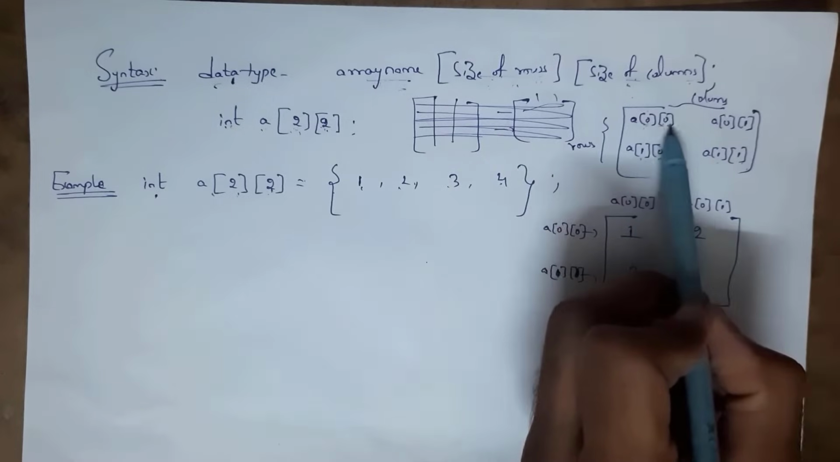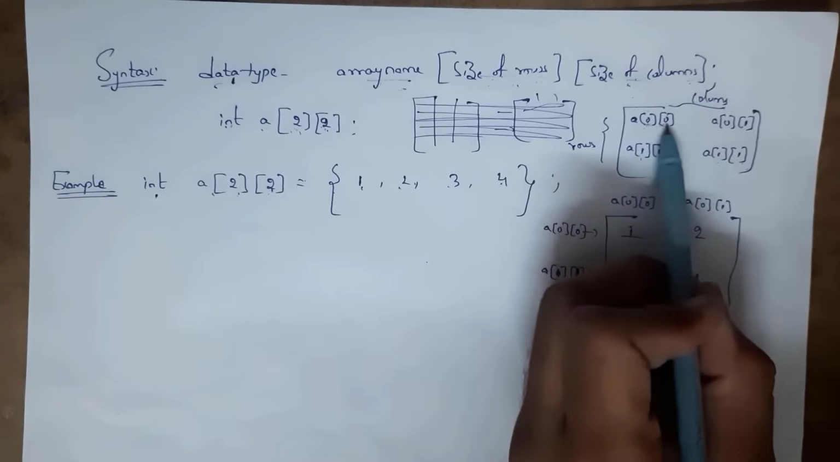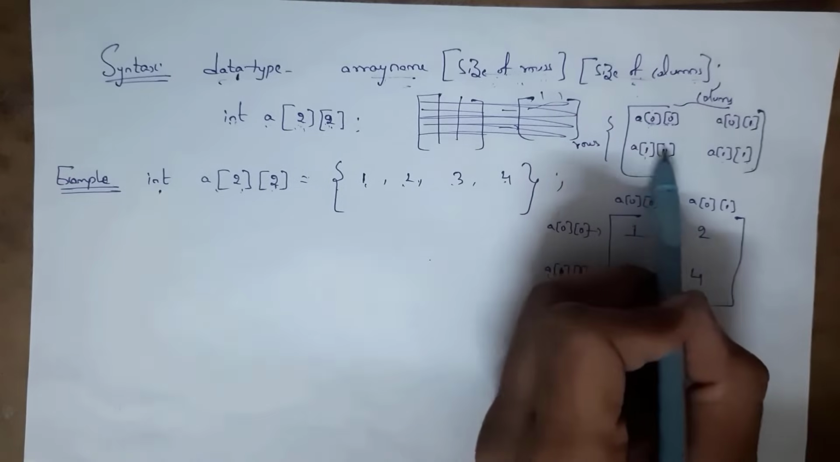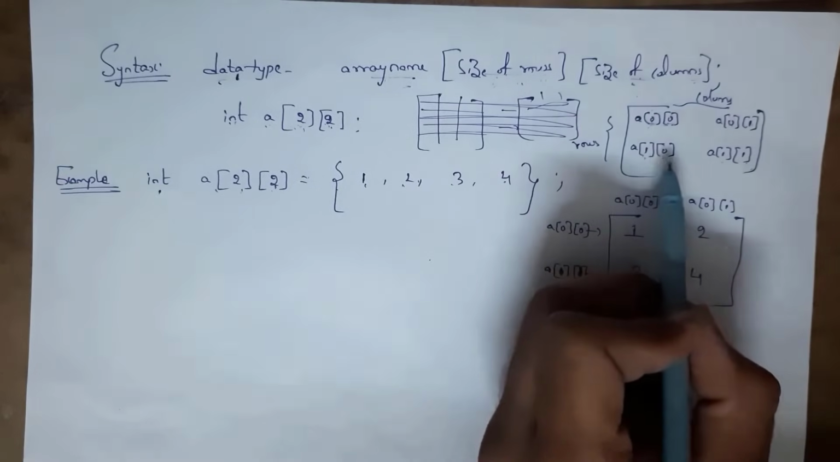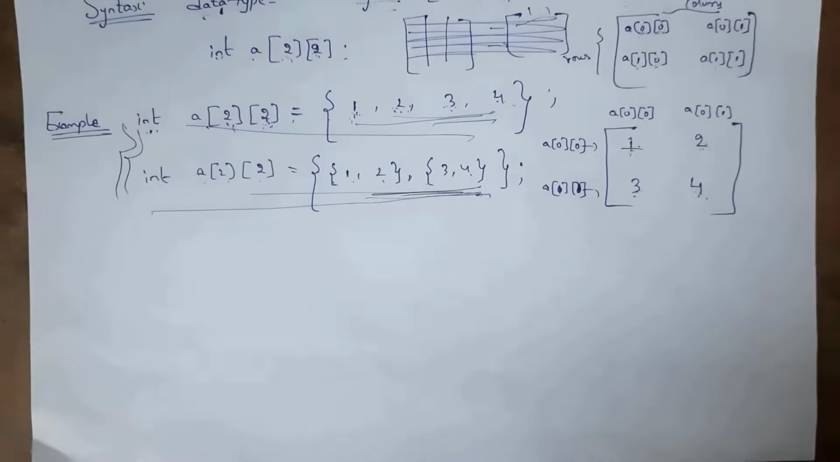A of 0 0, it will start with 0. A of 0 0 represents first row first column, and a of 0 1 represents first row second column, and a of 1 0 represents second row first column, and similarly a of 1 1 represents second row second column. This is an example.